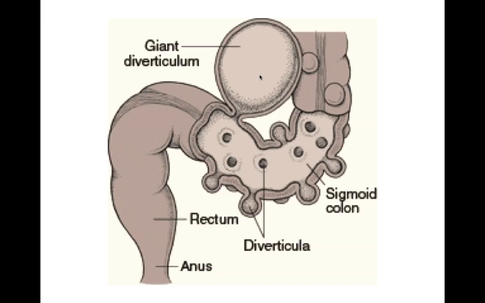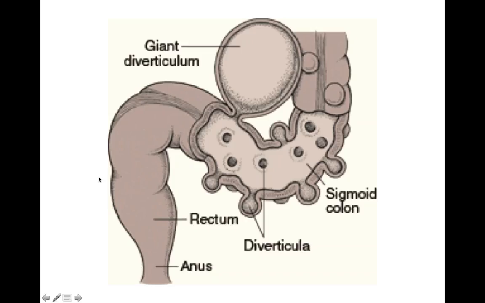So the most common cause of lower GI bleed is diverticulosis, and the second most common cause is angiodysplasia. These are the diverticuli, as you can see. These are finger-like projections, and they are mainly seen in the sigmoid colon. The patient has constipation. They are the most common cause of lower GI bleed.